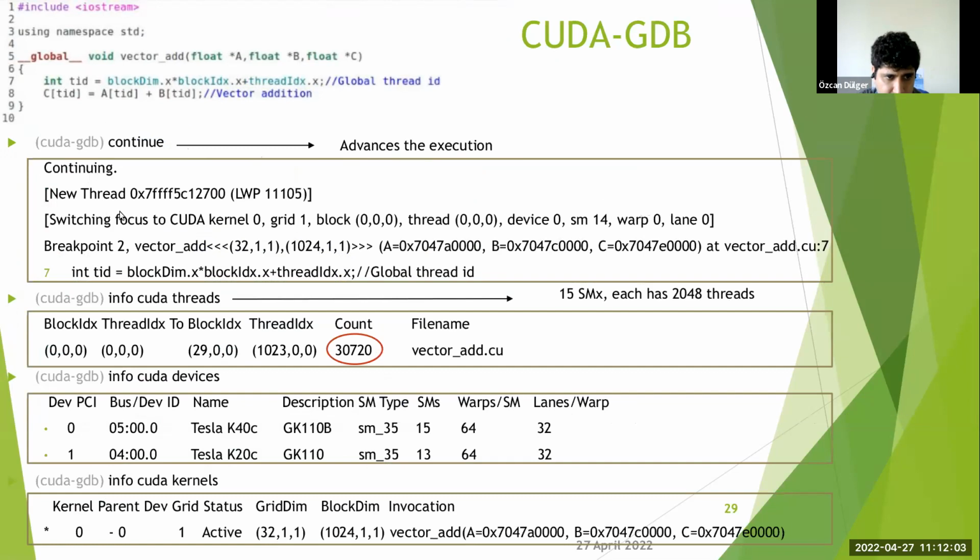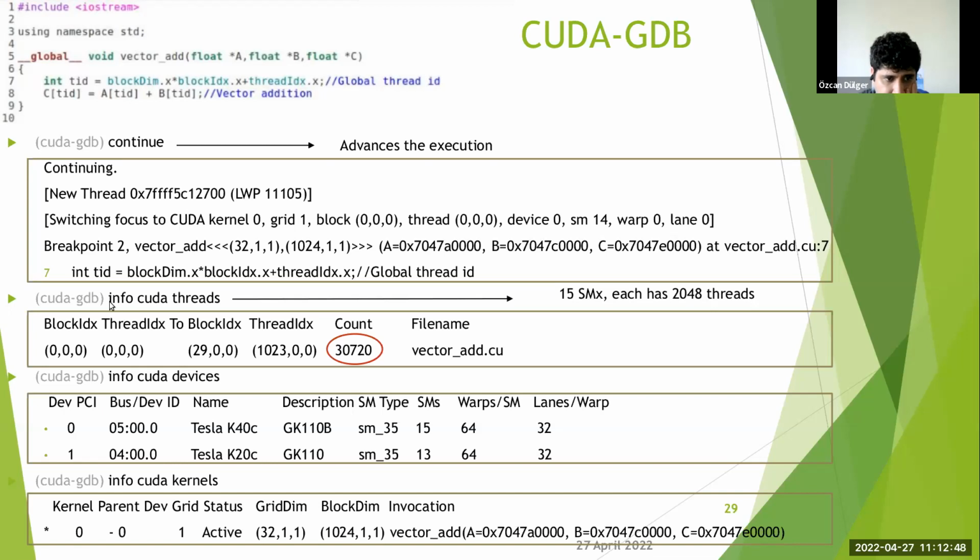And here the current focus of the debugger is given as information. Now we are in the first thread of the first block of the first warp. Our focus now is in the first thread of the first block in the first warp. Now we are in line 7. Then we press continue. We are now in line 7 here.